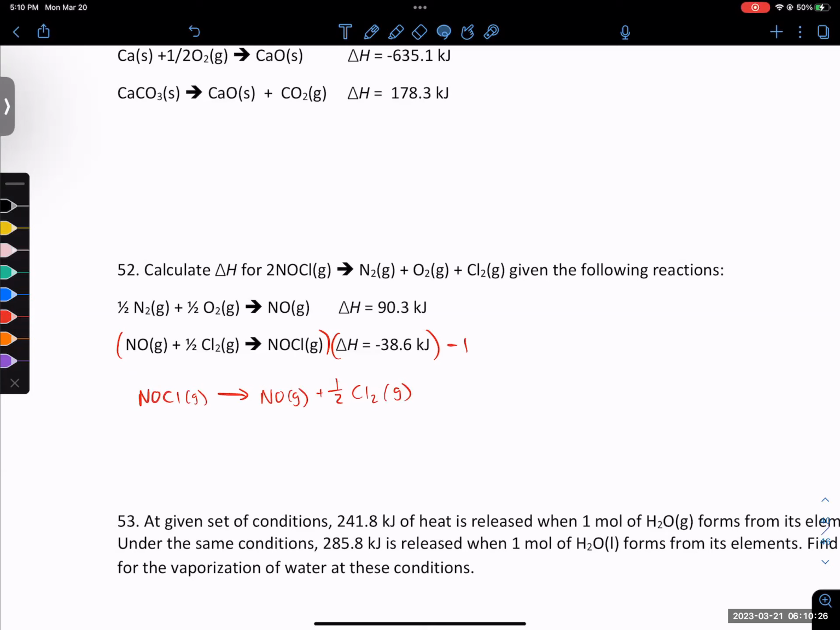We also know that in this equation, we have 2 moles of NOCl, right? Which means we need to multiply this bottom equation by 2 all the way through. So that would give us 2 NOCl, 2 NO, and 2 times 1/2 is just 1. And if we did that, we also need to multiply this value of delta H by 2, right? So we already multiplied it by -1. So it'd be -1 times 2, which is just -2. So it's almost as if you just decided to multiply this by -2.